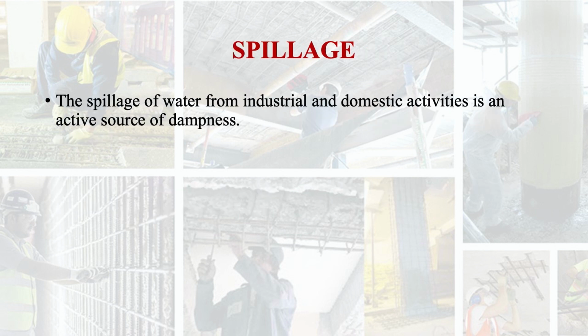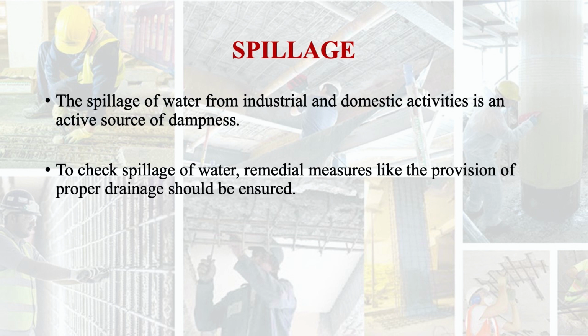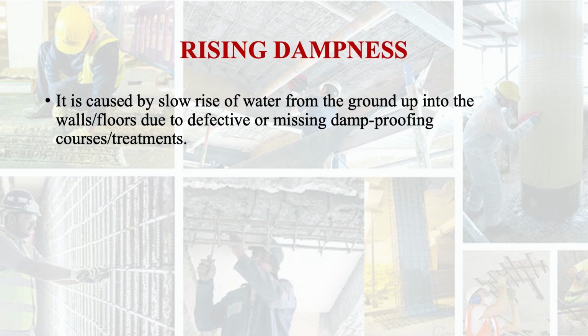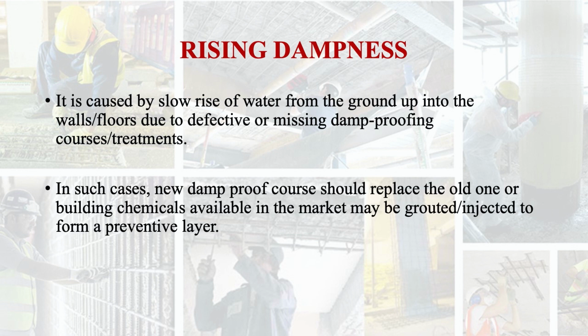Next is spillage. The spillage of water from industrial and domestic activities is an active source of dampness. To check spillage of water, remedial measures like the provision of proper drainage should be ensured. Next is rising dampness. It is caused by slow rise of water from the ground up into the wall or floor due to defective or missing damp proofing course or treatment. In such cases, new damp proof courses should replace the old one, or building chemicals available in the market may be grouted or injected to form a preventive layer.